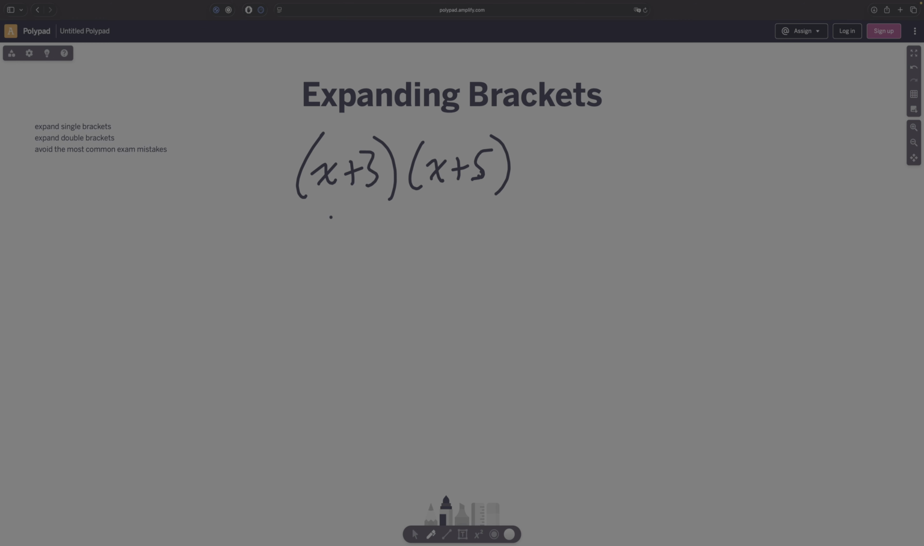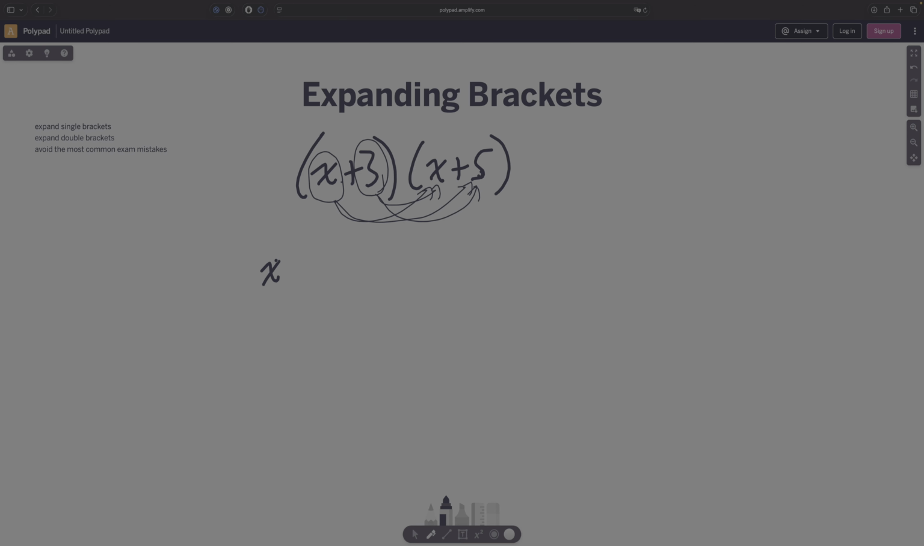Now let's talk about double brackets. So here we do something similar to single brackets. We deal with each term in our first bracket as if it was our only term. So we multiply this x by each term in the second bracket. And then we multiply this 3 by each term in the second bracket. So let's multiply them out.